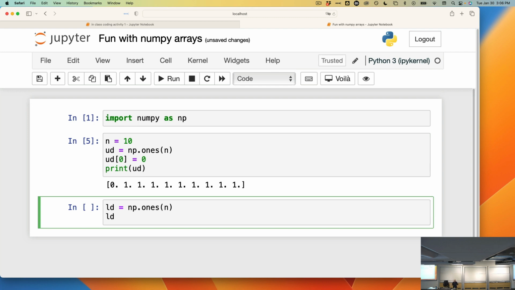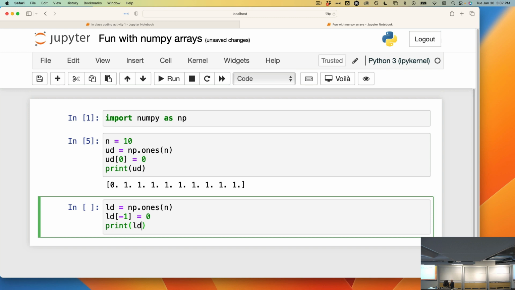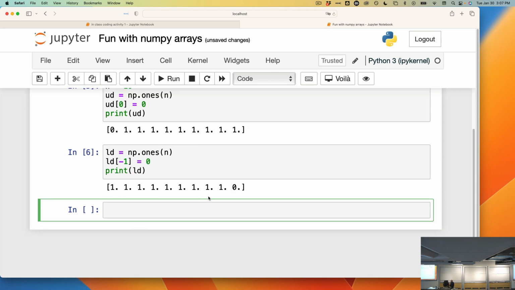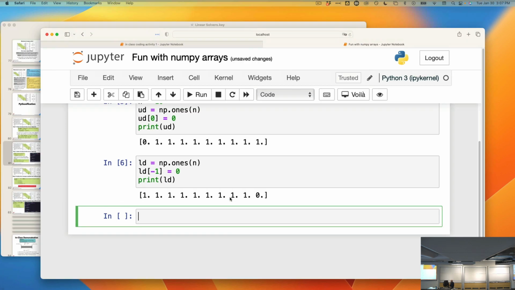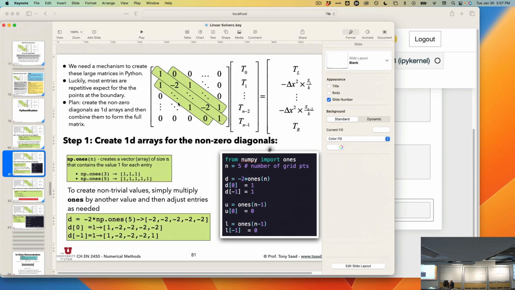What is the trick to change the last entry? Use circular indexing. Yeah, question. You can participate, you can answer any question. So we're going to use negative indexing, guys, it's much easier. ld[-1] is 0, and then print the lower diagonal, and you'll get 1s and then 0 at the last entry. So this really resembles those upper and lower diagonals, right? We just have to somehow rotate them.